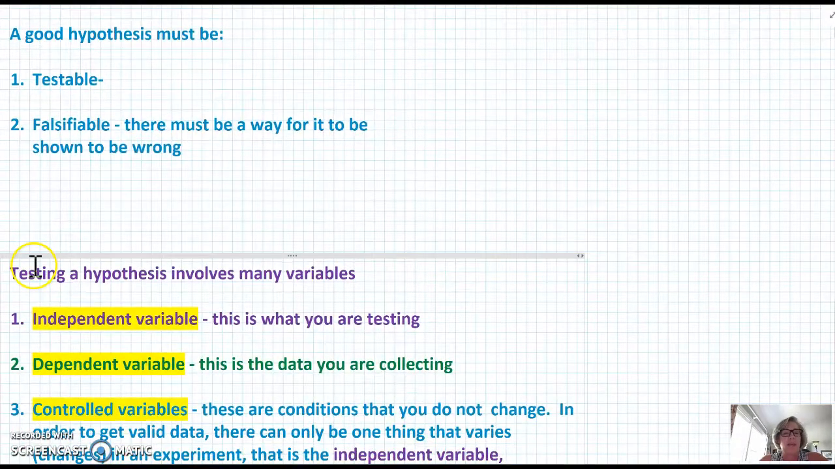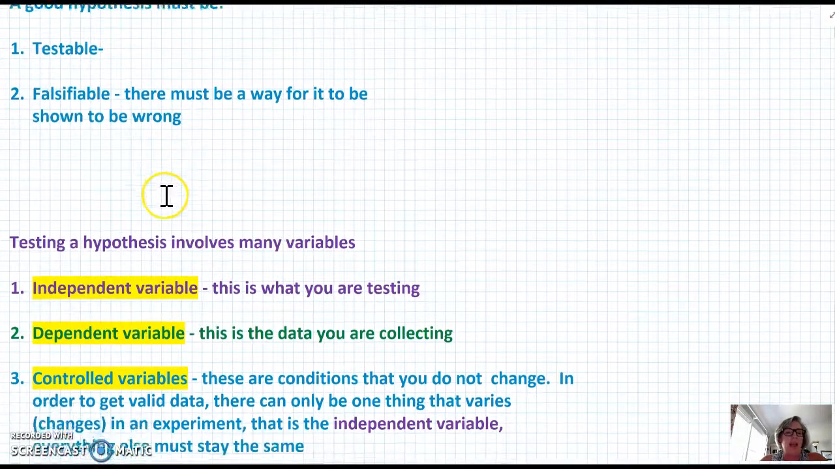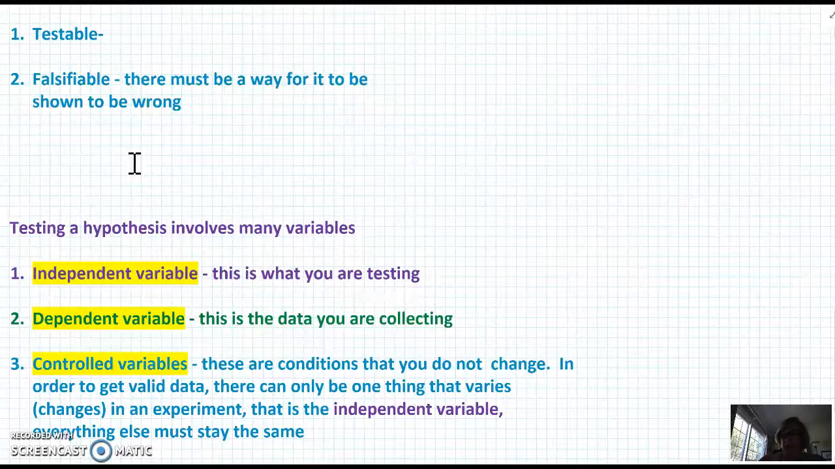If you do want to test your hypothesis, it involves many variables. And I know you've covered these before, but you should definitely have these definitions in your notes, and we will be talking about them more with example problems in class tomorrow. The independent variable. This is what you're testing. This is what varies. This is what changes in your experiment. The dependent variable is the data you're collecting, and that depends on your independent variable.